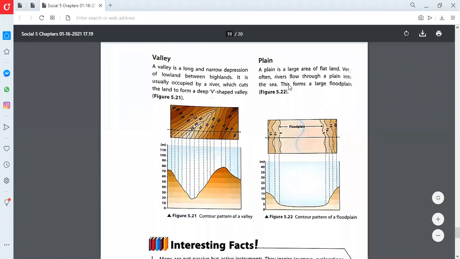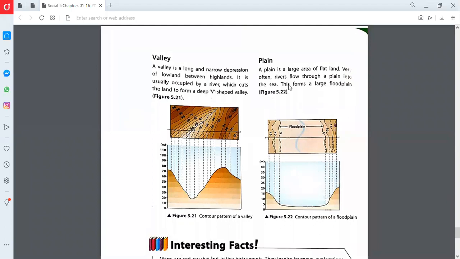Floodplain means a plain, an area which is plain, in which there are no high elevations or heighted mountains or hills. It means a plain surface, and on that plain surface the water is flowing. It's a flood plain because when there is so much water, it becomes a flood. This question was asked by Saif Hani.